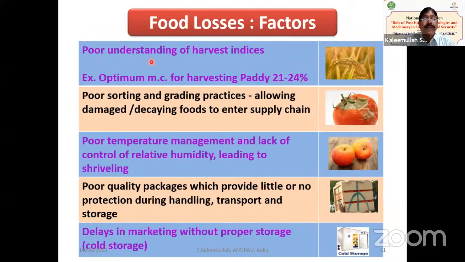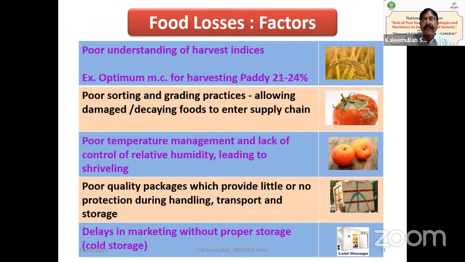And next you can see how the food losses are occurring. That is the poor understanding of the harvest indices. If you take the paddy crop, we have to harvest at 21 to 24%. If you harvest at a higher moisture content, the grains might not have properly set. And if you are harvesting at less than 21%, there may be shattering losses. That's why while harvesting, we have to take a lot of care that the moisture content should be 21 to 24%.